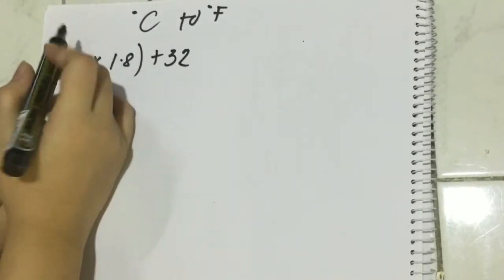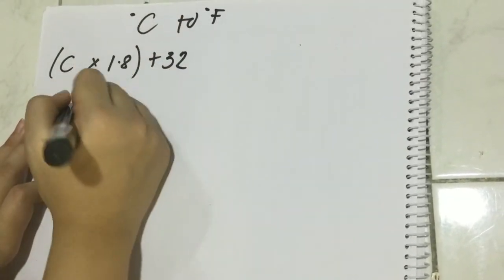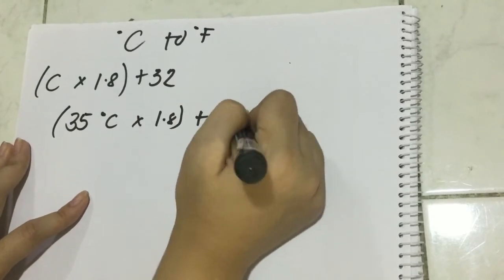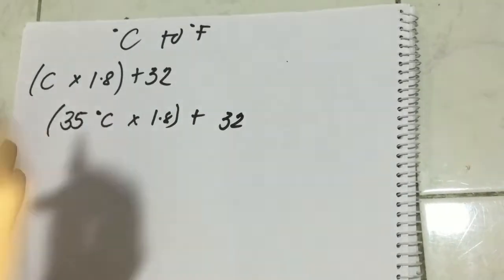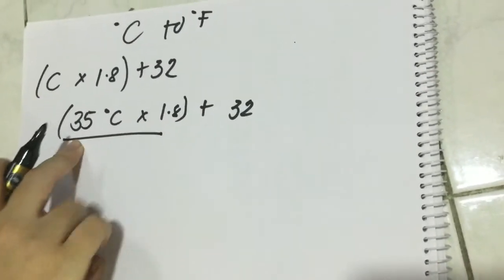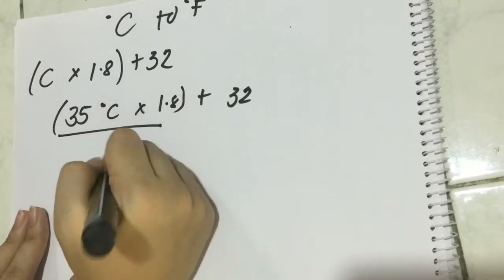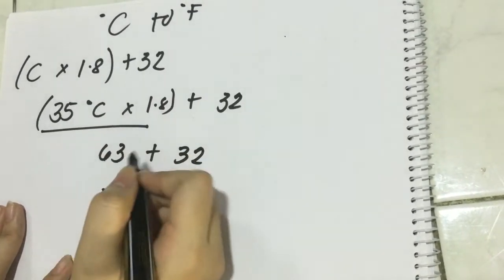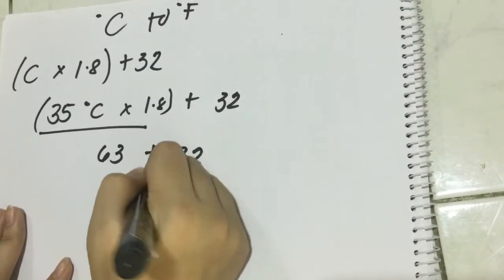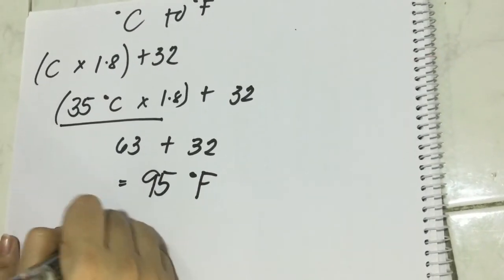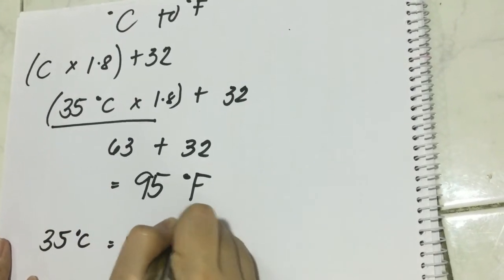Now, substitute the value of C here. For example, we have 35 degrees Celsius times 1.8 quantity plus 32. Just like the equation earlier, first we have to perform this operation first. 35 degrees times 1.8 equals 63, plus 32. The answer is 95 Fahrenheit. So, 35 degrees Celsius is equal to 95 Fahrenheit.